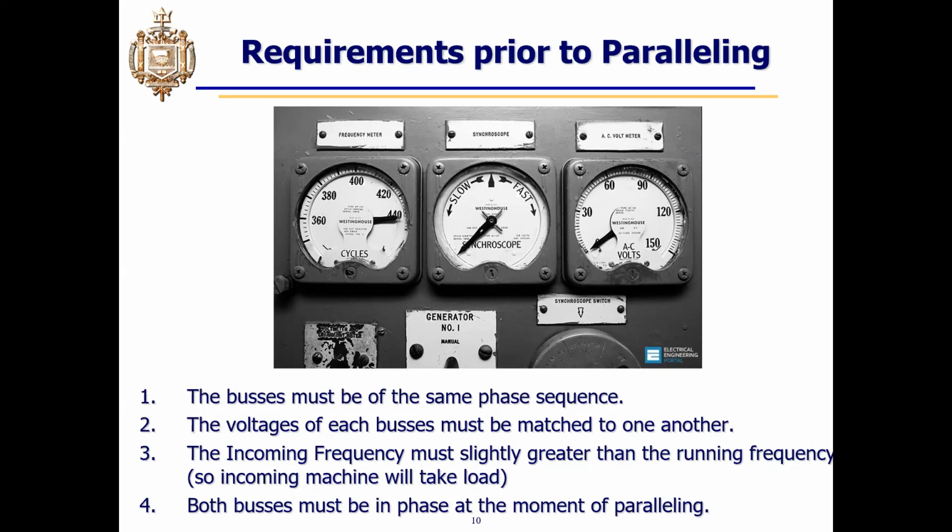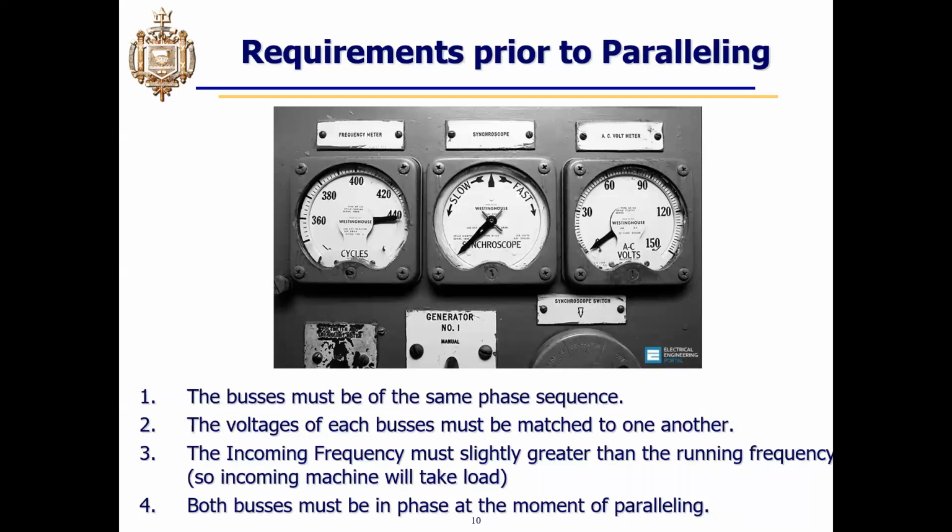So the requirements for paralleling AC to AC sources are first that, well, you have to match the voltages. So the amplitudes, the RMS values of the voltages have to be matched from the incoming machine to the running machine. The next is that you need to establish conditions so that the frequency of the incoming machine is slightly higher than the running machine. Now, what does this mean?